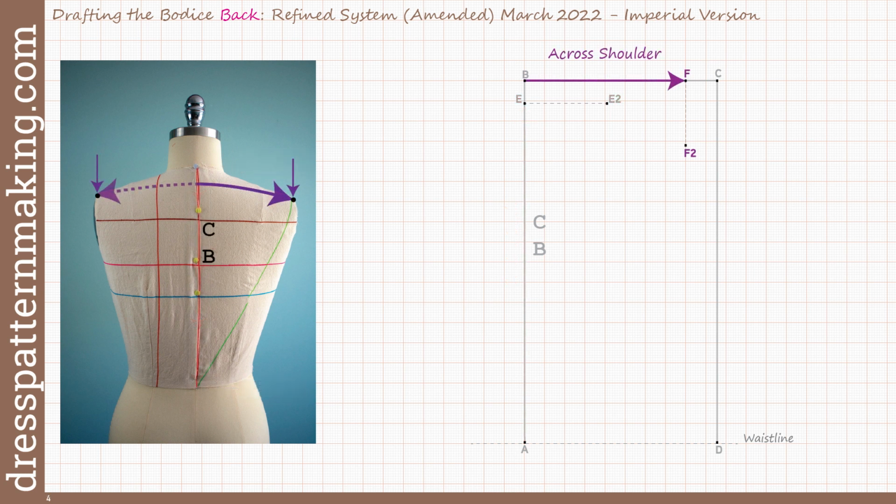Next is the across shoulder back, measurement number 25 on the chart. Your across shoulder is measured either from the centre back to the shoulder tip or from shoulder tip to shoulder tip and divided by 2. Using the half measurement from centre back to the shoulder tip, measure across from point B towards point C and mark point F. Then draw another guideline, about 3 or 4 inches down from point F. Again, because this is a guideline, it doesn't need to be an exact length. It needs to be at right angles to the B to F line. Mark point F2.